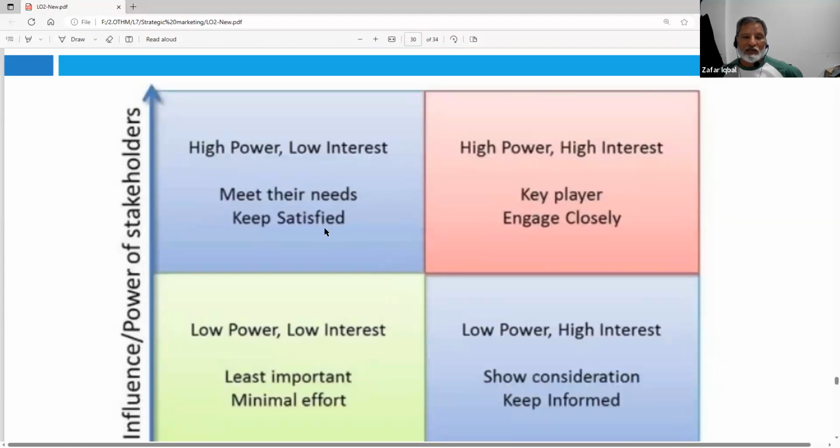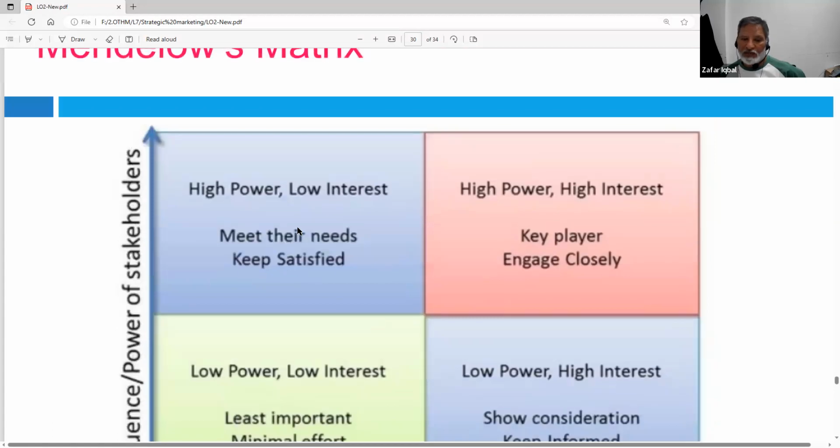So for example, you can have this quadrant, where we look at high power. Some stakeholders have very high power but low interest, and we need to meet their needs and keep them satisfied, because they have very high power but low interest, i.e. the high power investors. For example, a small number of investors have very high power, and we want to make sure that they are happy and satisfied, maybe by giving them a higher return, and keeping them happy. If they withdraw their investment, the organization will be affected.